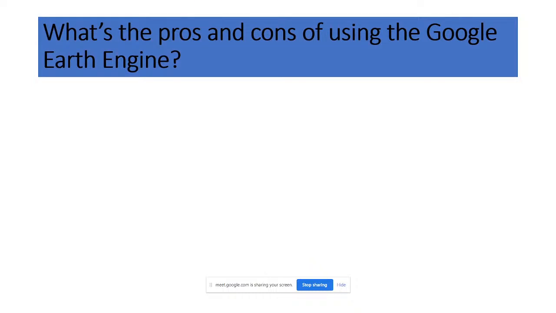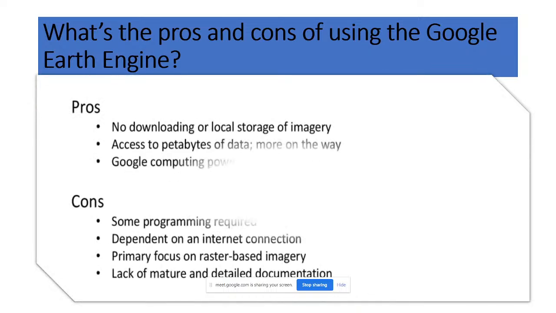There are some advantages as well as some disadvantages of using the Google Earth Engine platform. First, the advantages: it has a lot. When you are using the Google Earth Engine platform, you don't need to download any imagery. Suppose you want to work with Landsat images, you don't need to download them because Landsat imagery is already available in the Google Earth Engine data catalog. You can access petabytes of data or more, and its computing power is very fast, so you can easily do big geospatial data analysis using this platform.